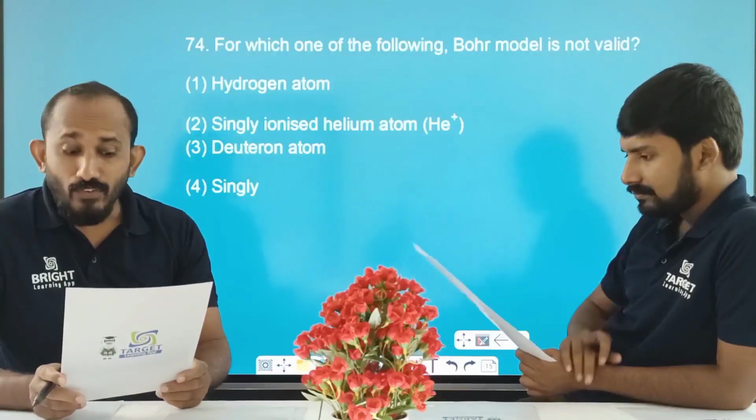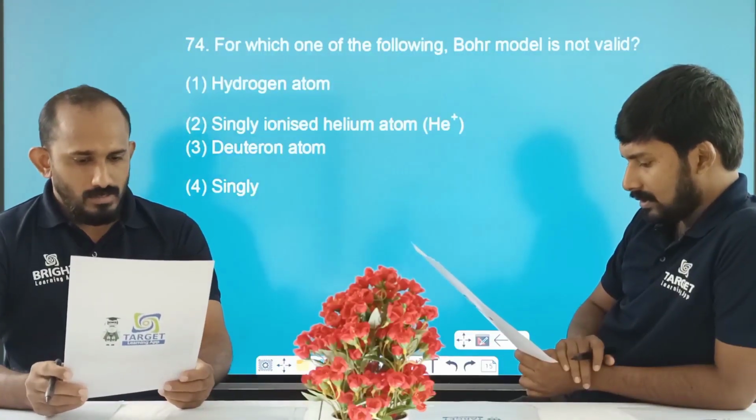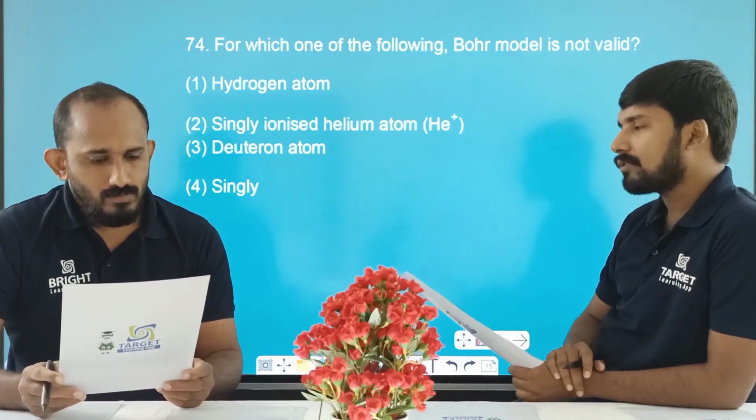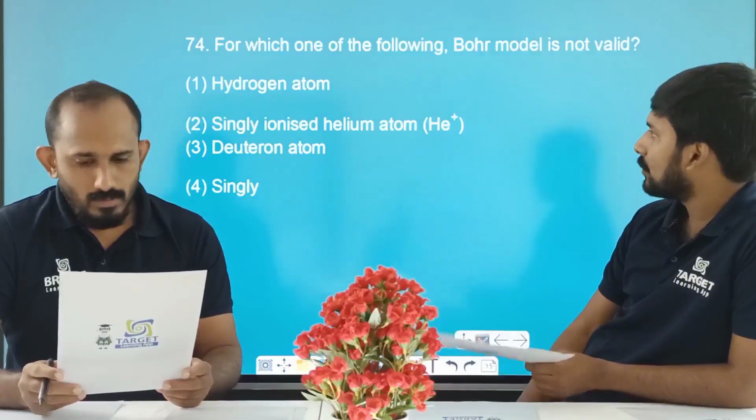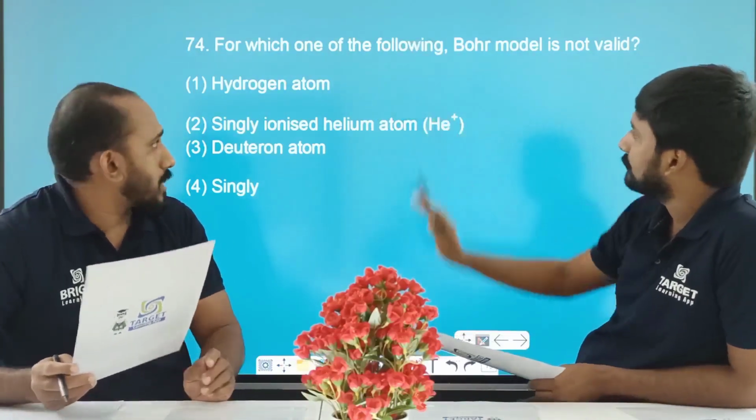The 74th is also another direct question. For which one of the following is the Bohr model not valid? The Bohr model is valid only for hydrogen-like atoms. So here, the hydrogen atom is valid. It's from the atoms chapter, grade 12th.